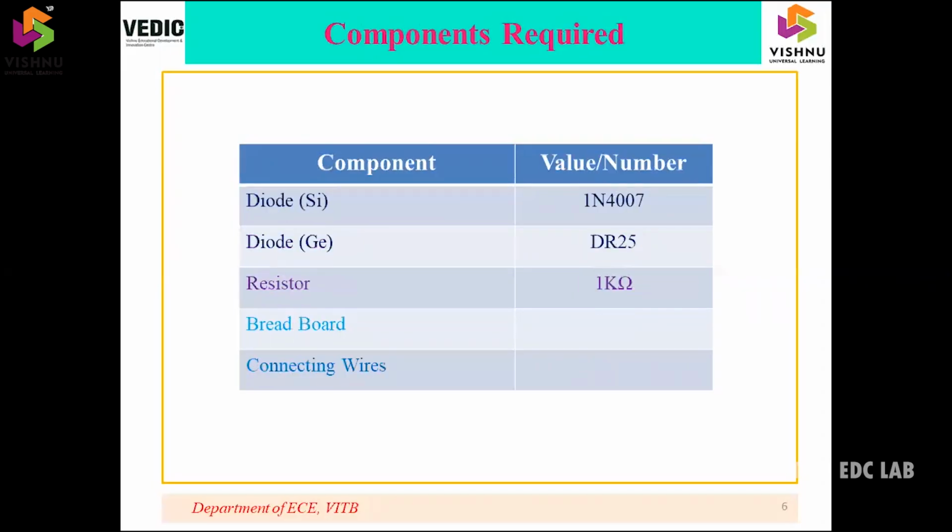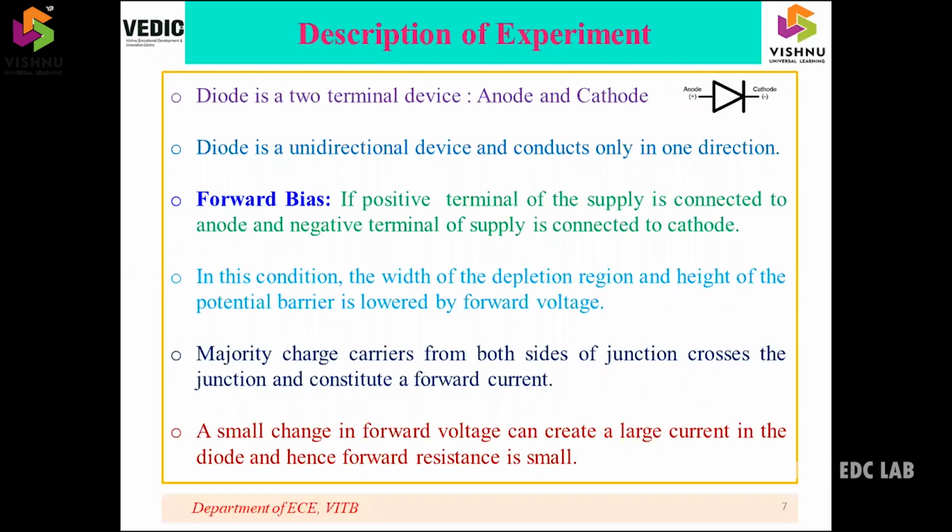The components required are silicon diode 1N4007, one number, germanium diode DR25, one number, resistor 1 kilo ohm, one number, breadboard and connecting wires. The description of the experiment. Diode is a two-terminal device and the two terminals are anode and cathode.